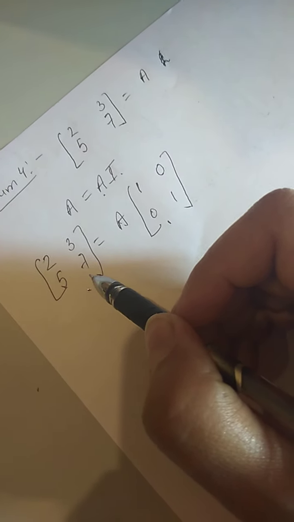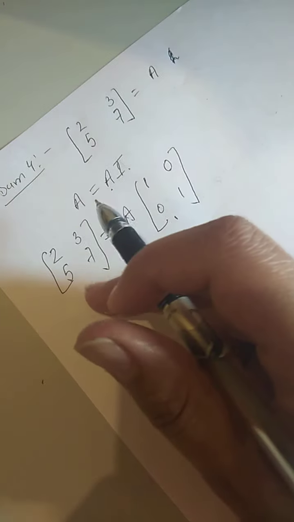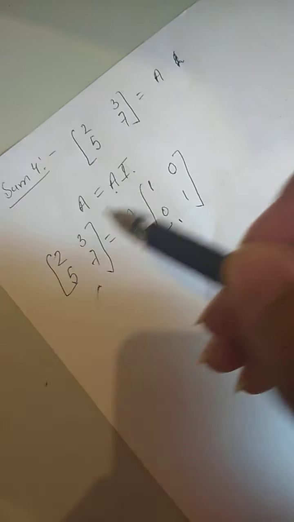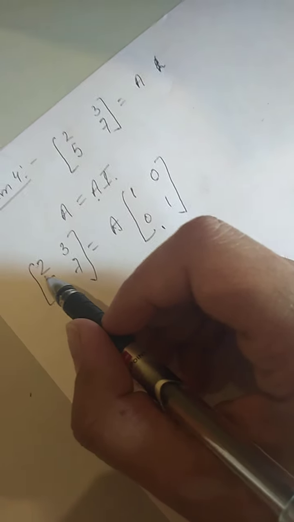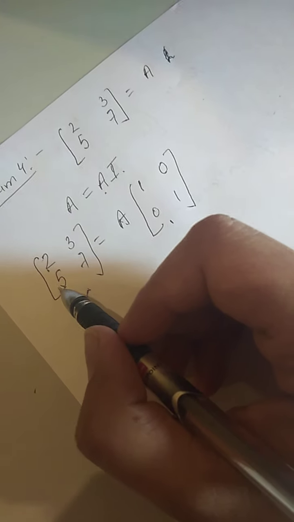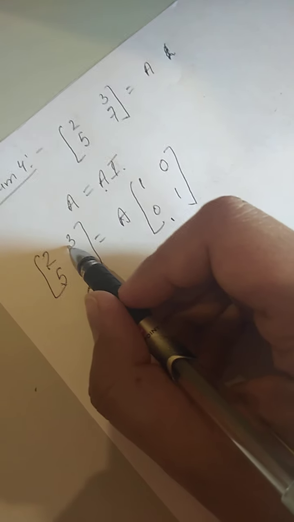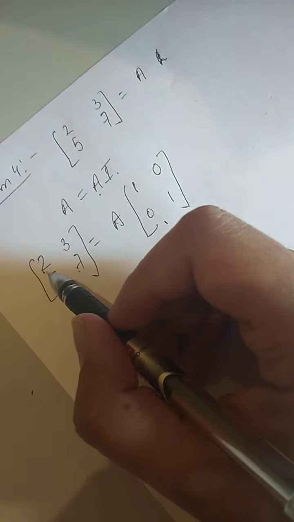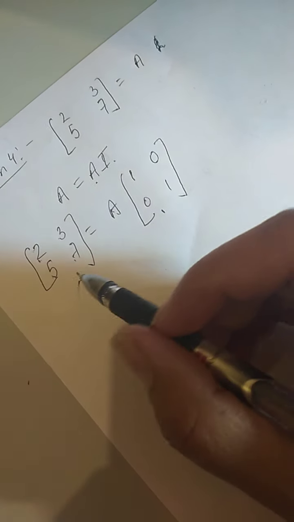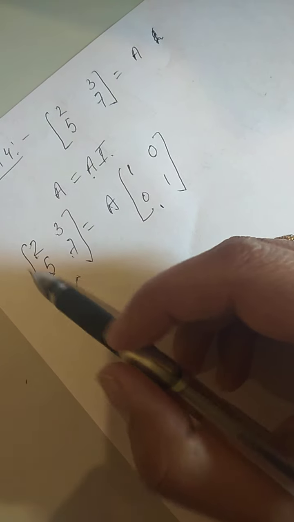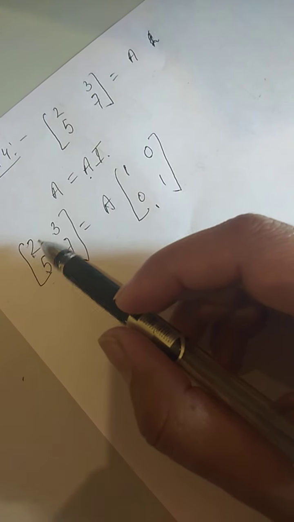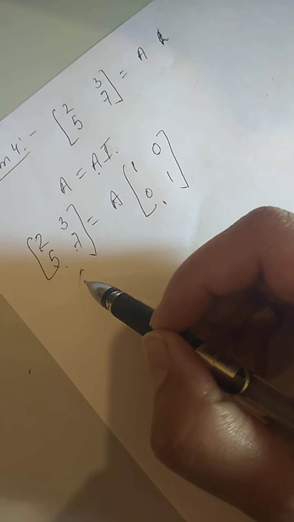Same operations are there. The only difference is that instead of applying the operations row wise, we will apply them column wise. So first we have to make this 1, then this element we will make 0, this 0 and this 1. How will we make this element 1? There are two ways. I can divide the column C1, the first column, by 2, and 2 by 2 will give 1. Here I will get 5 by 2.